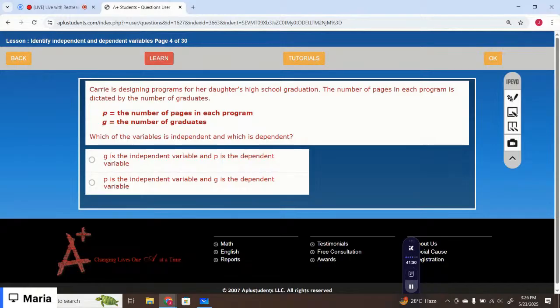Which of the variables is independent and which is dependent? So the number of pages depends on the number of students. G is the independent variable and P is the dependent variable. Option number one is correct.